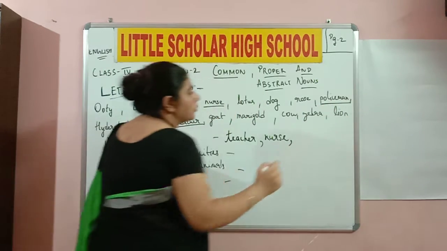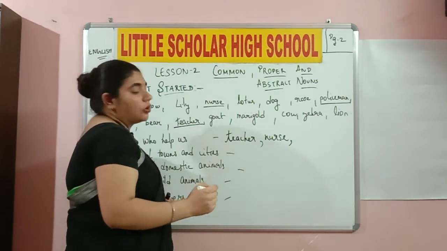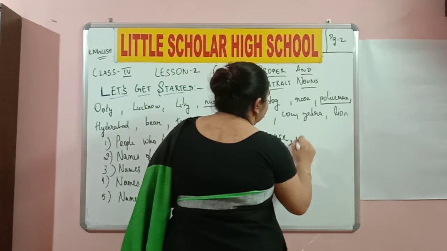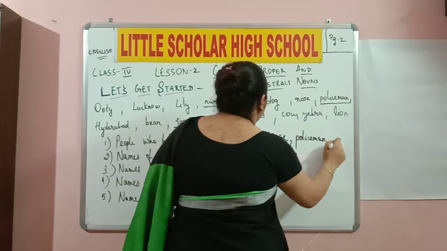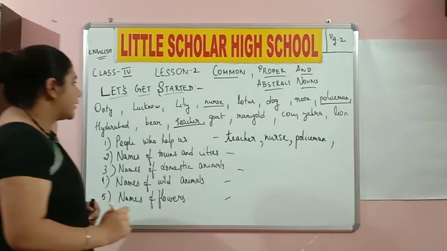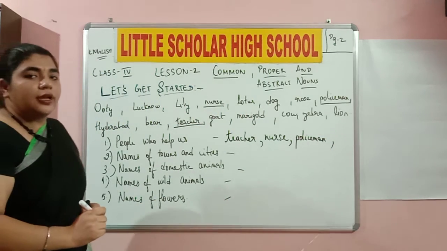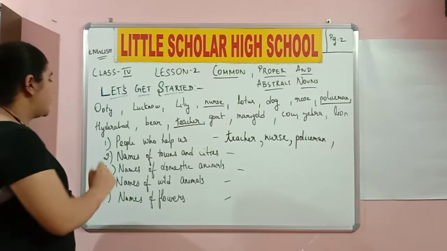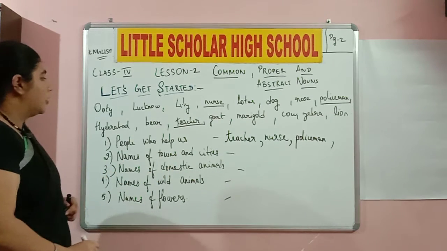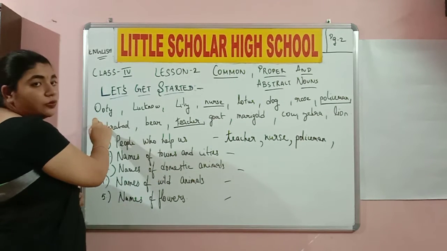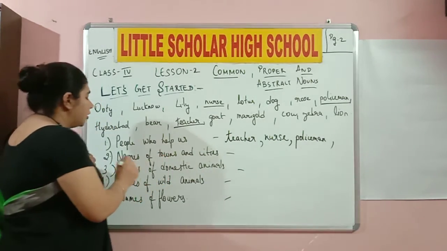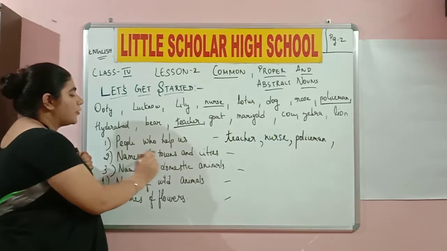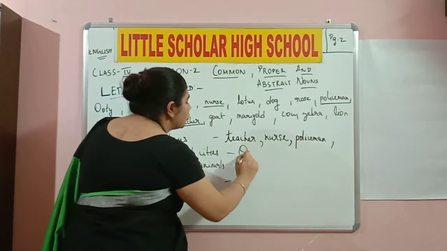And then we have the policeman. What does the policeman do? Helps in catching thieves, robbers. Policeman. Anything else that you want me to mention? Nothing more, right? So, names of towns and cities. Okay, let's see. We have Ooty over here. So, where can I place Ooty over here? Look at the second question. Names of towns and cities. So, I am going to write Ooty.